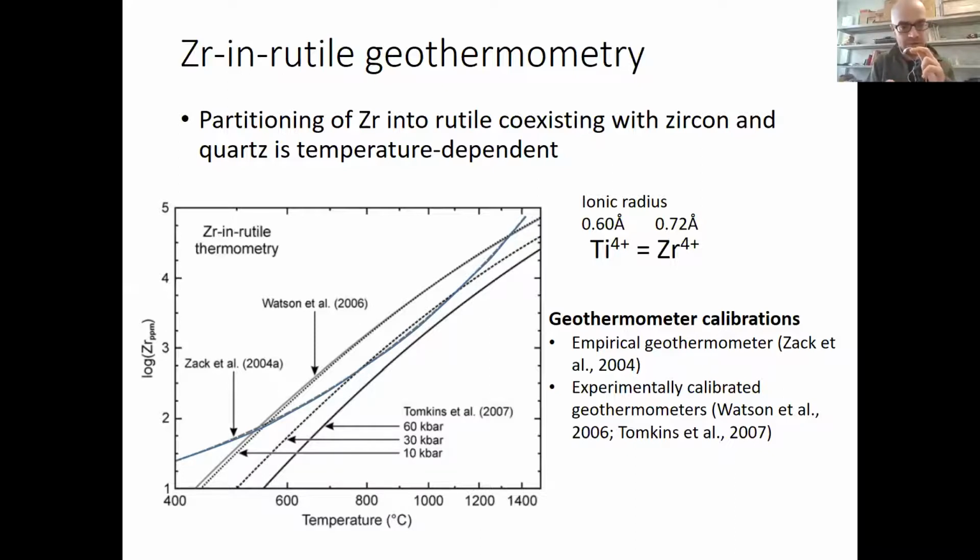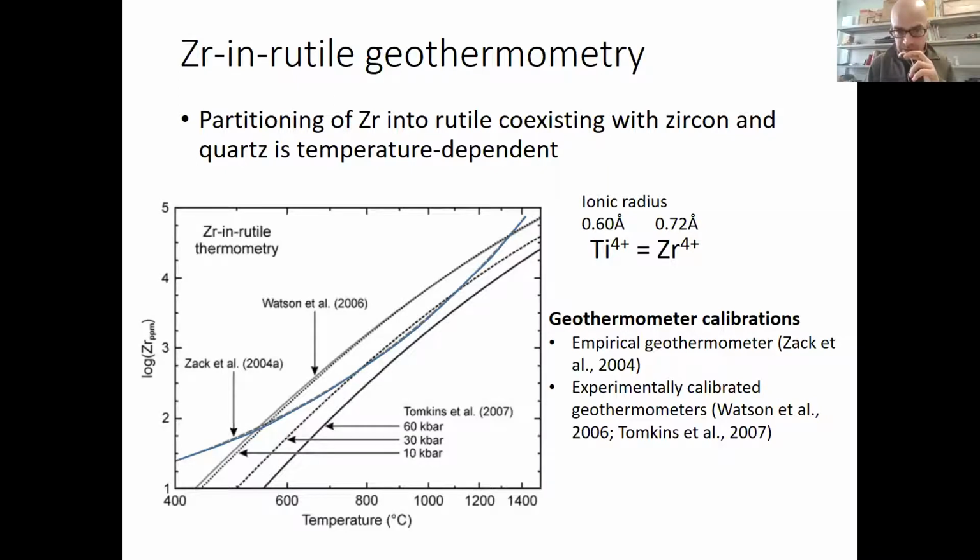So for example, Zach et al. in 2004 produced an empiric calibration of this geothermometer, essentially by taking samples of rocks with well-established temperature and analyzing rutile, zirconium in rutile. And so based on this data set, they were able to calibrate the zirconium in rutile geothermometer.